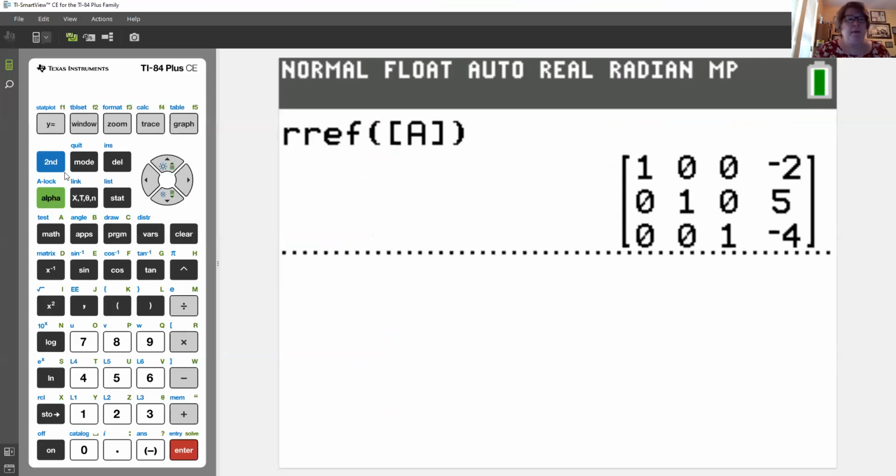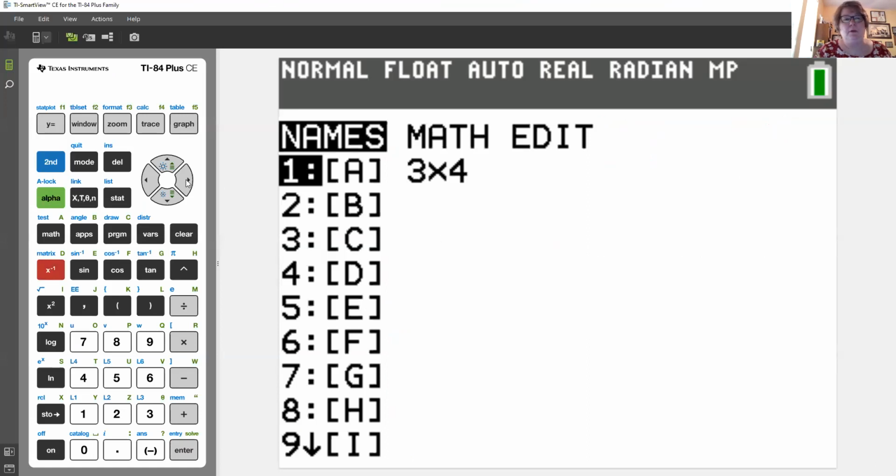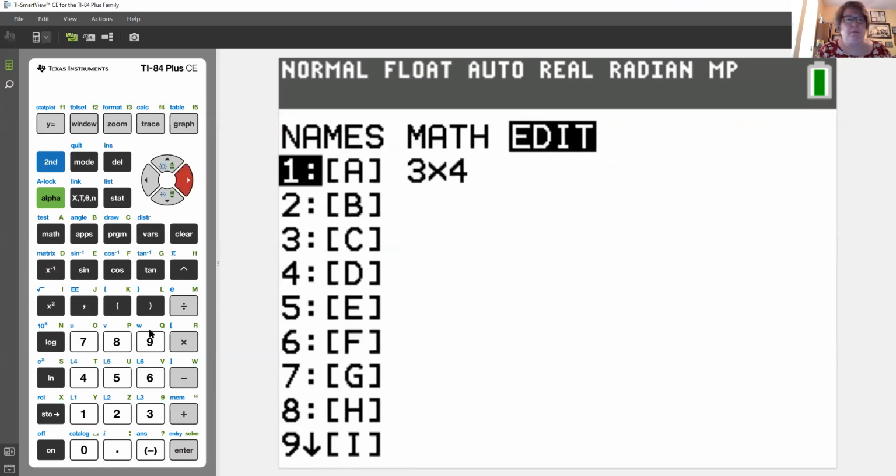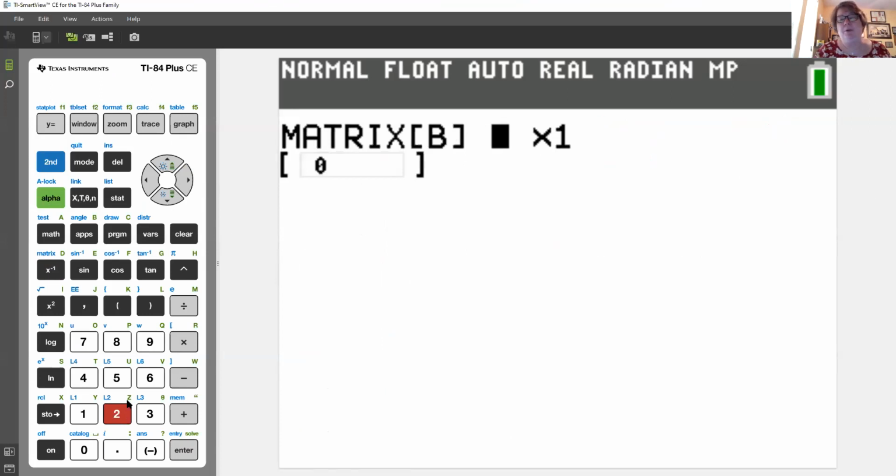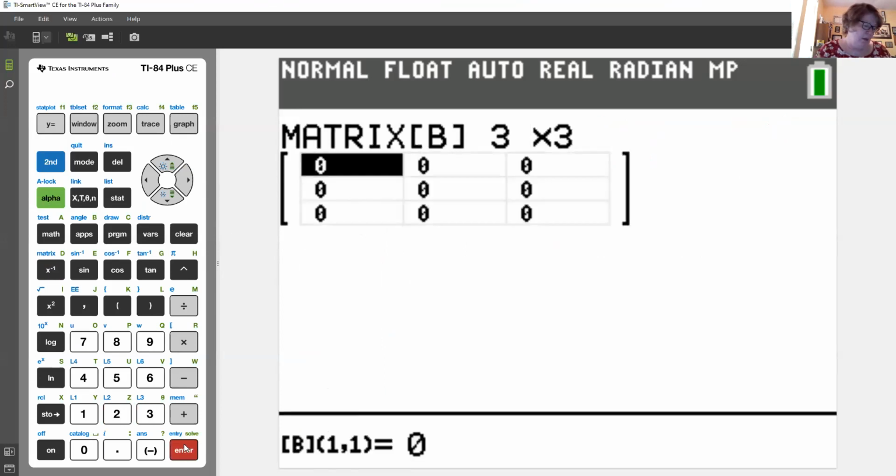And I'm going to go to my matrix menu. And I'm going to go over to edit, and I'm going to edit B. And I'm going to put that matrix D in there, find the determinant D. So it's a 3 by 3, 3 rows, 3 columns. And let me type that in.